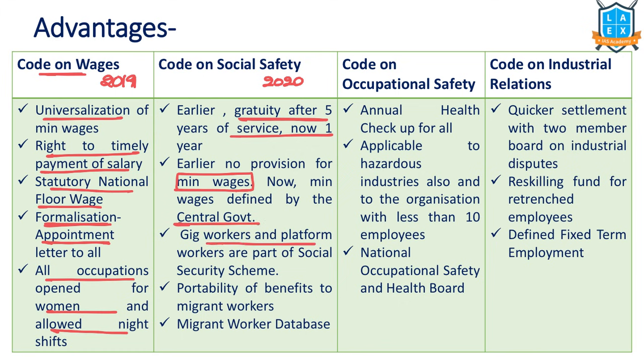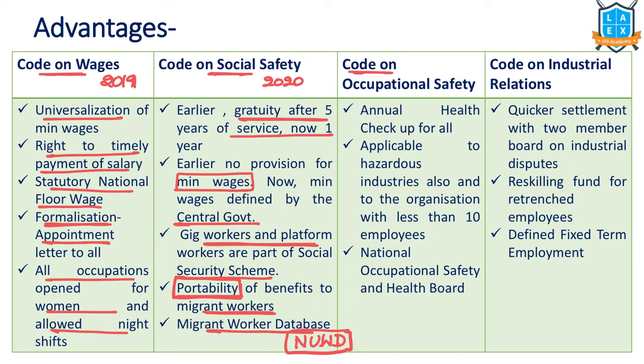Gig workers and platform workers were not covered earlier under Social Security scheme. Now, these will be covered. Portability, that is, a unique ID is provided to the workers. So their portability of PF, etc., this will be there. Migrant worker database, which is known as National Unorganized Workers Database, this will be provided. Recently, government started this National Unorganized Sector Database also under Code on Social Safety.